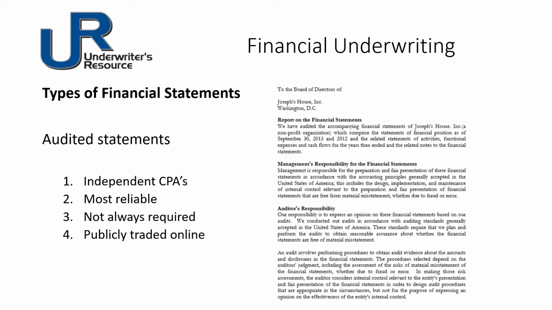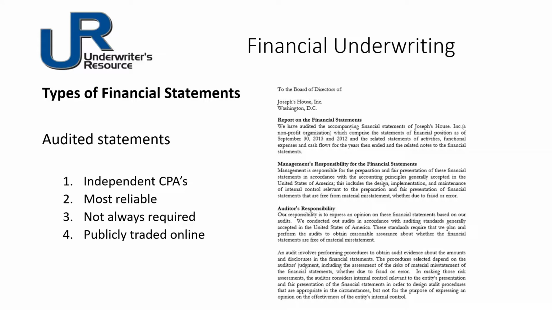Let's turn our attention now to the different types of financial statements. The first I want to talk about is an audited financial statement. An audited financial statement is where you have independent CPAs. They'll go out and review the company. They'll look at their books, maybe even do an inventory analysis, just to make sure that everything in the books, or everything that the company says, is accurate. It's also the most reliable because those CPAs, when they put their name on that report, are making themselves both civilly and criminally liable for any mistakes they've made.